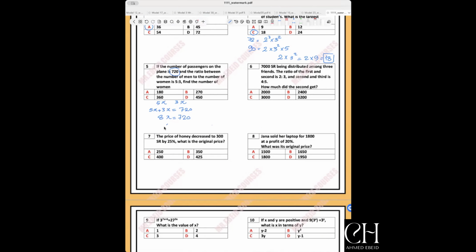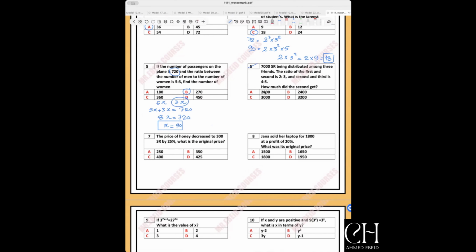Divide both sides by 8, it means x equals 720 divided by 8. You know that 72 divided by 8 equals 9, and write down 0. So the value of x is 90. It means that the number of women, which is 3x, is 3 times 90, which equals 270. So the answer is B.